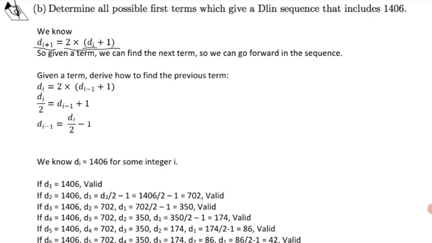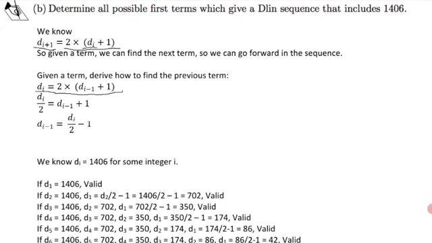Now similarly, let's figure out how we can go backwards in the sequence as well. If we're given a specific term, let's derive how we can find the previous term. So now we're trying to find di minus 1 given di. Let's write down the relationship between these two terms. We know that di is the next term after di minus 1, so di is equal to 2 times quantity di minus 1 plus 1. Again, this is just applying the definition of the sequence.